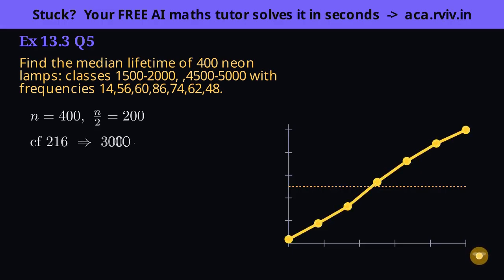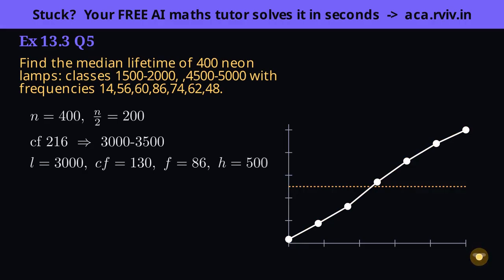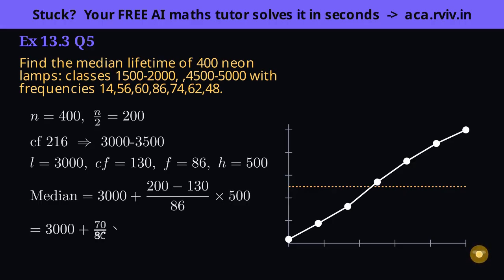It reaches 216 at the class 3000 to 3500, the median class. Read off L 3000, CF before it 130, class frequency 86, with width 500. Substitute. We'd counted 130 and need 70 more to reach 200. Out of this class is 86 lamps. That's 70/86 of the width 500. 70 over 86 times 500 is about 407, so the median lifetime is roughly 3,407 hours.